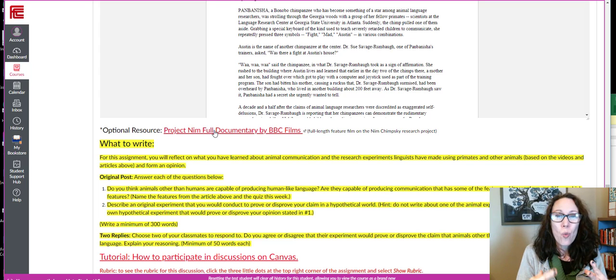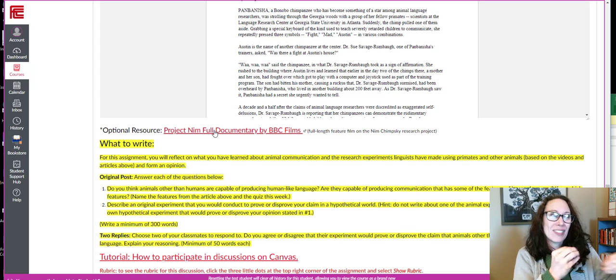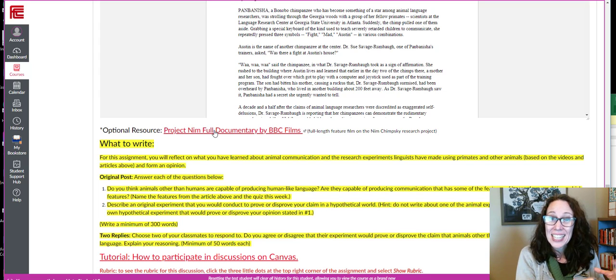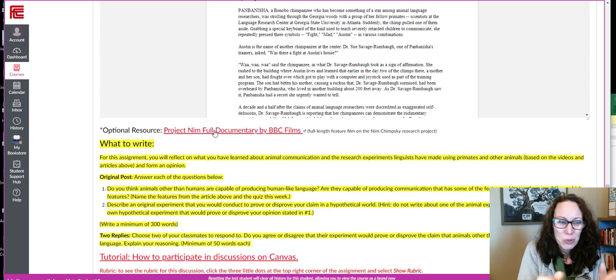But once you get in there and learn about some of the different experiments that they did to try to prove if these chimpanzees could communicate, of course, they can communicate, but if they can handle human language or not, and the different features of human language, I want you to come up with a hypothetical experiment. If there were no rules, if money was not an object, place, time, whatever, you could just do whatever you wanted. What would be a hypothetical experiment that you could do to either prove or disprove that these animals can use human language? So just think about that, and I want you to write that up.